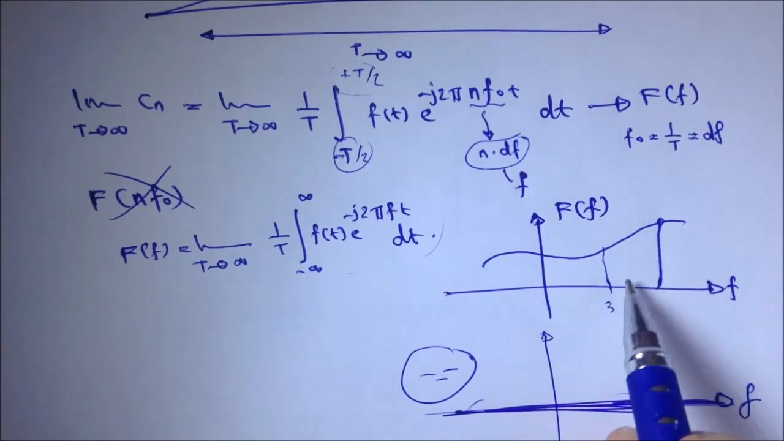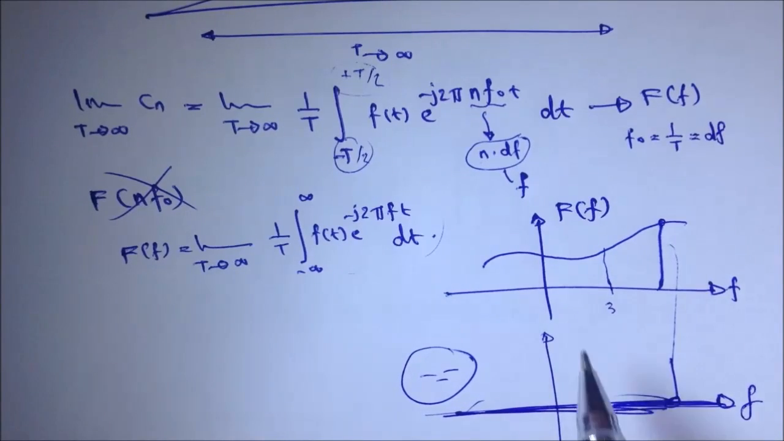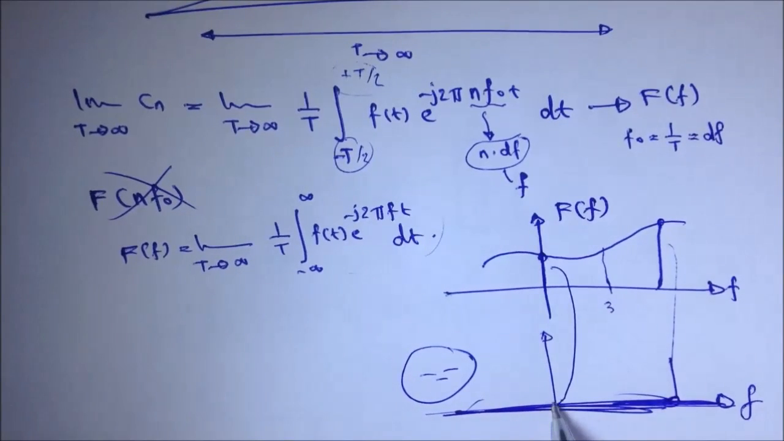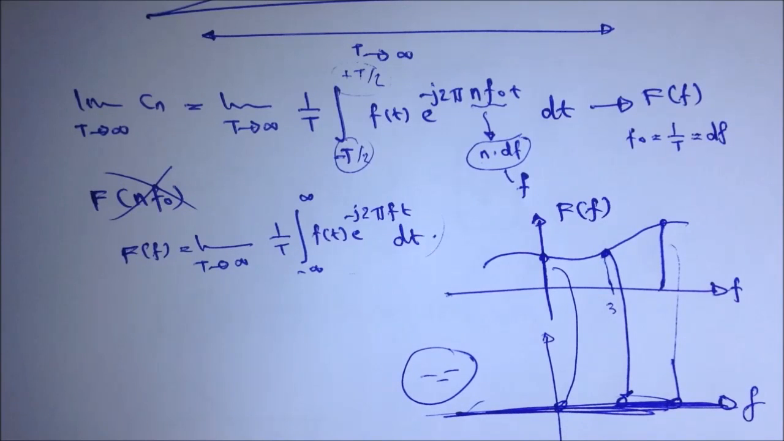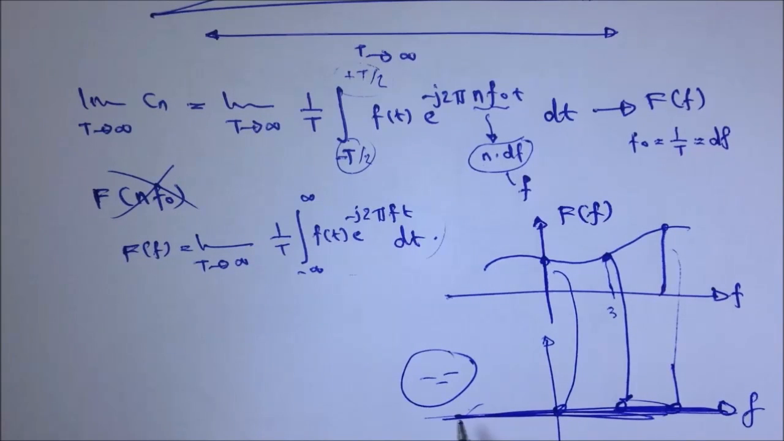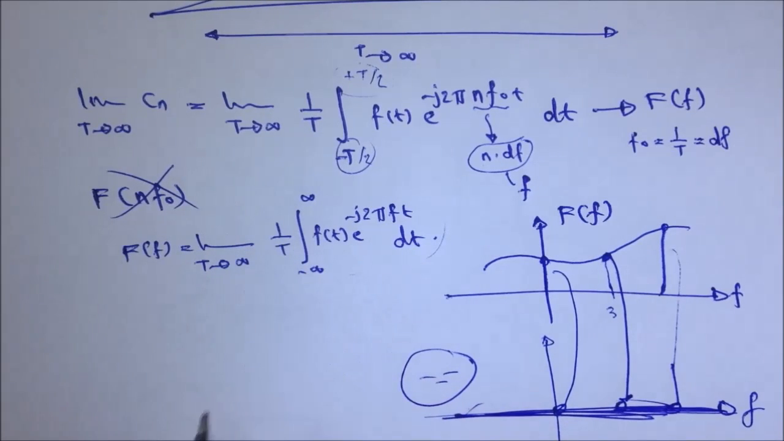Since if this magnitude is multiplied by 1 over t as t approaches infinity, it will give you 0, and this will be 0, and this will be 0, and so on. Now, it is true that the magnitudes of these components are approaching 0. However, we can analyze such a signal. So it's very convenient for the moment to neglect this factor.